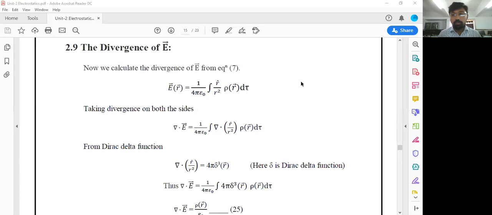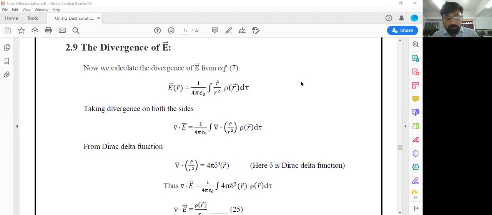So we want to find out the divergence of electric field E. We have the equation of electric field that we have derived, and it is equation number 7. So now we calculate the divergence of electric field from equation 7. Equation 7 is electric field E as a function of r equals 1 upon 4 pi epsilon 0 into integration r cap upon r square into rho of r d tau. This is the equation of electric field which we derived earlier.